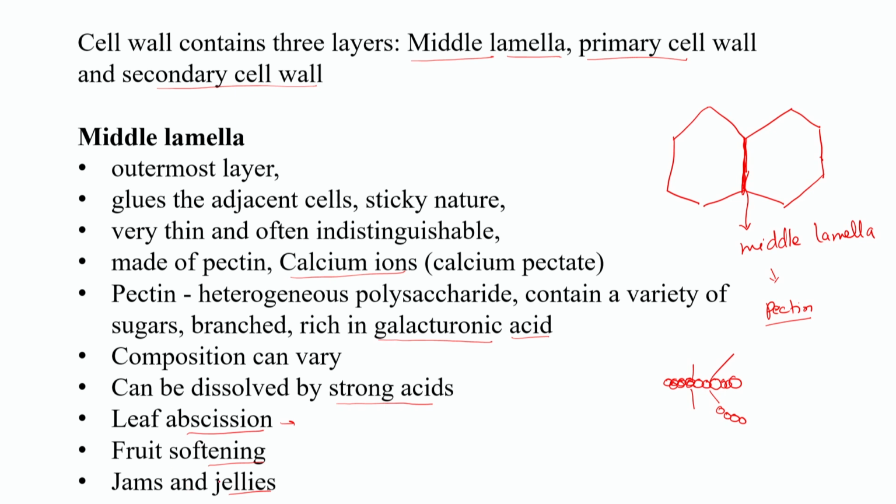During fruit softening also, the middle lamella gets dissolved, and that is why we can observe that the fruits are more soft when they are more ripe. Because of this property, pectin is also used commercially in making jams and jellies. Because they have gluing nature, they can attach the substances and form a gel-like thing. So, they are used in making these things.